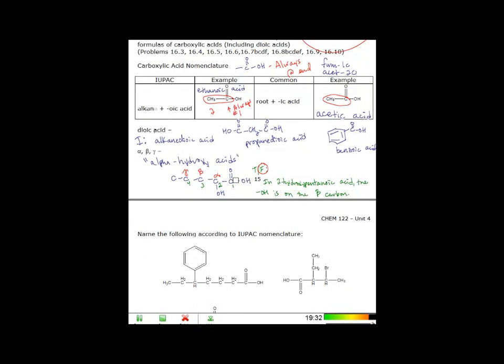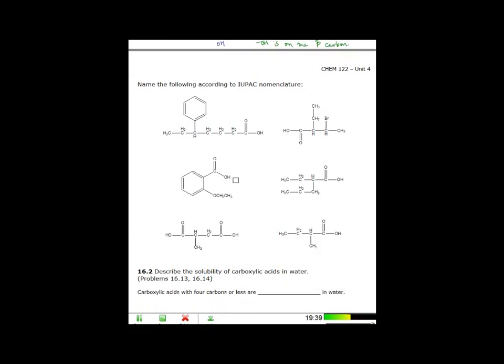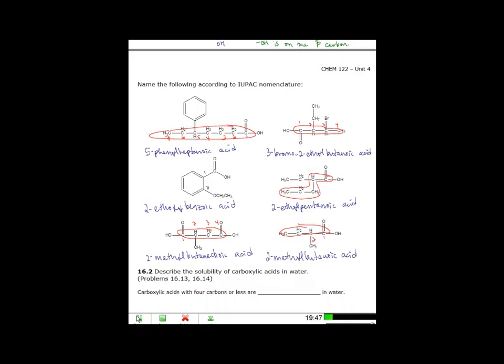Okay, so on the next page I have example structures of carboxylic acids that can be named using IUPAC nomenclature. I want you to hit pause and name these structures. Okay, so the first structure is 5-phenylheptanoic acid. The carboxylic acid always is numbered 1, and that's why the phenyl gets numbered 5.